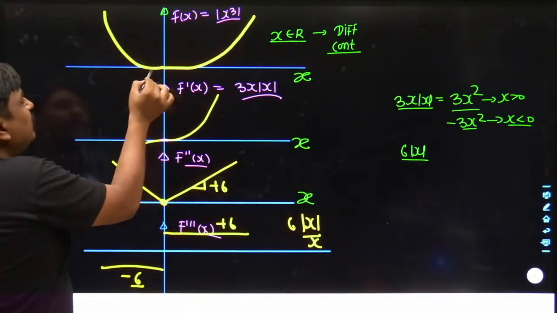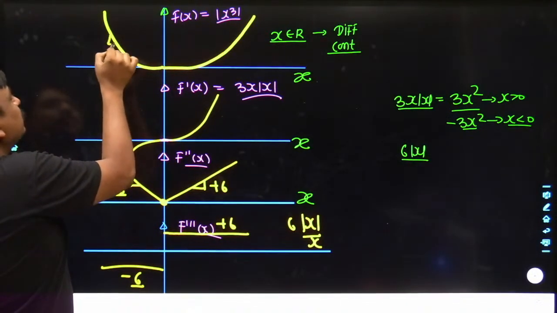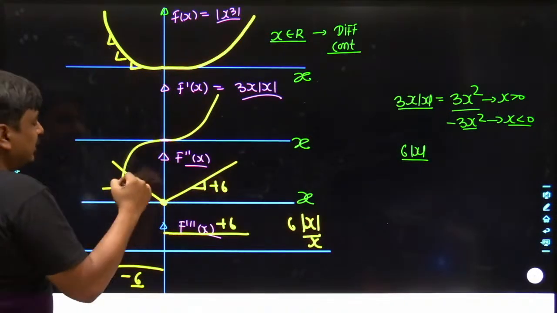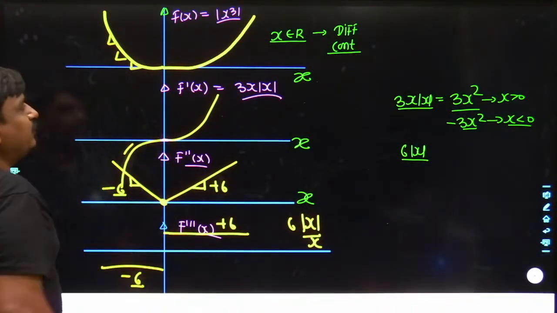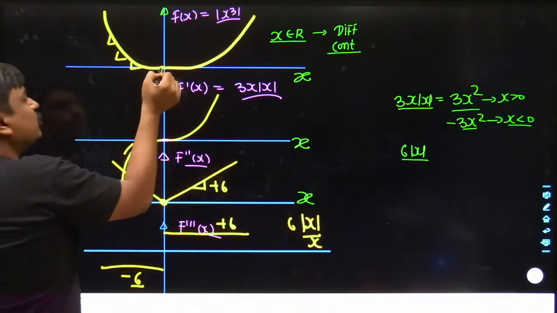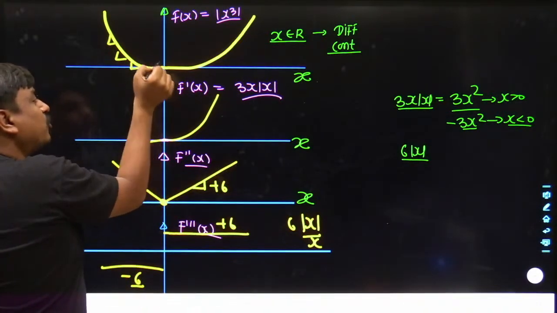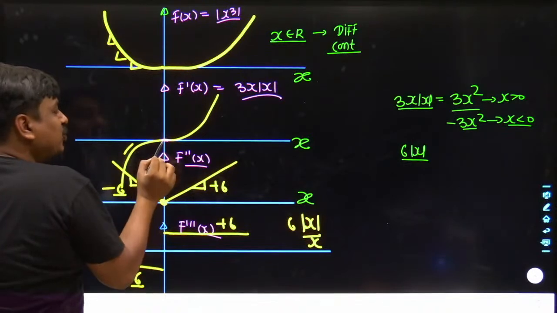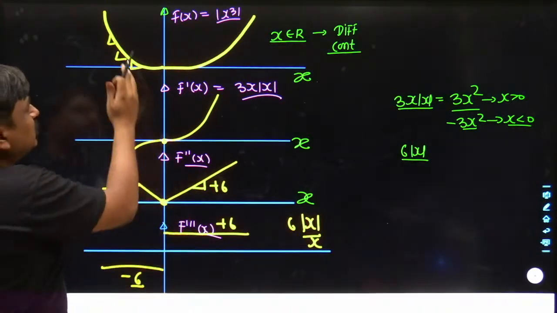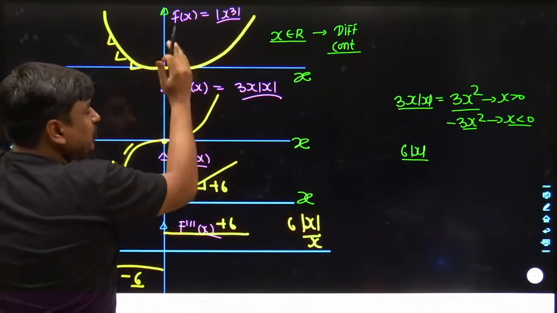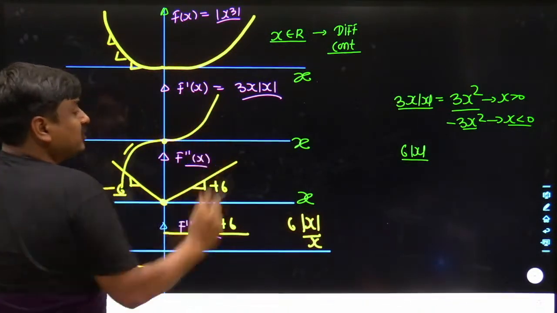For the negative values of x, you can see the slope was negative. That is why the magnitude of f dash x is negative for all negative values of x. That's the first thing. Secondly, the slope at x equals 0 is found to be 0. That is why the magnitude of f dash x is 0 at x equals 0. And for positive values of x, the slope is positive. That is why the magnitude of f dash x is also positive.